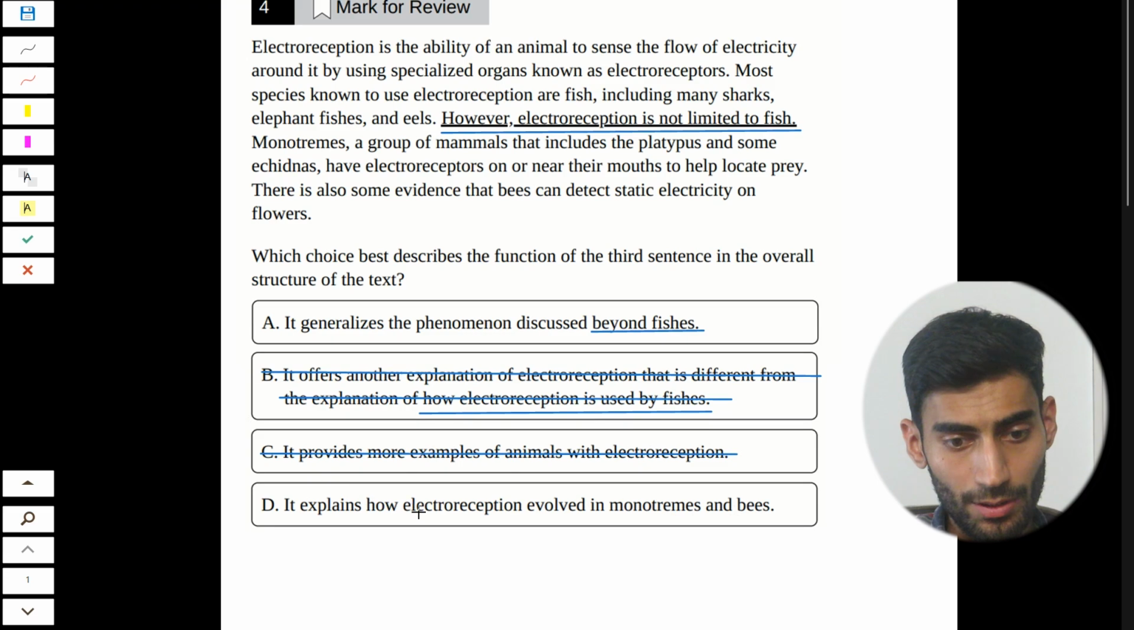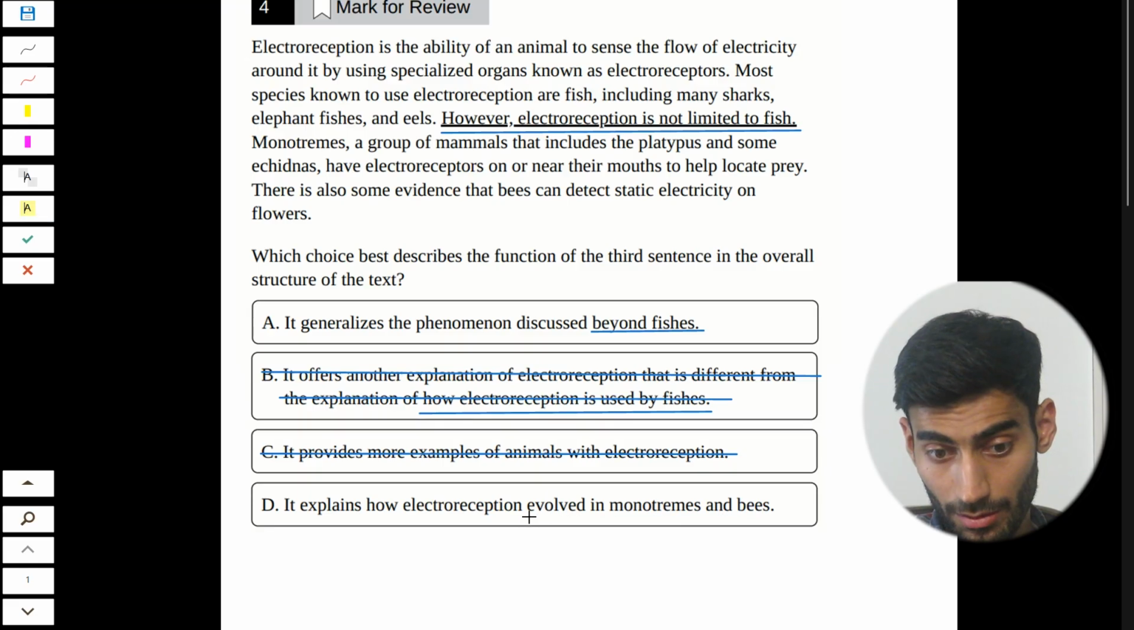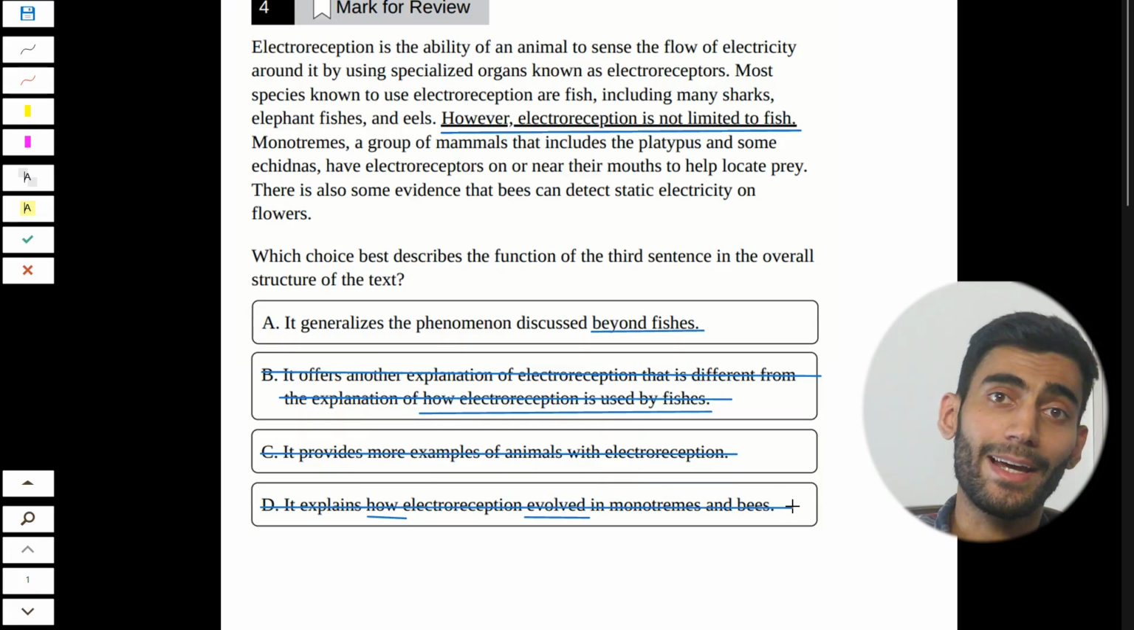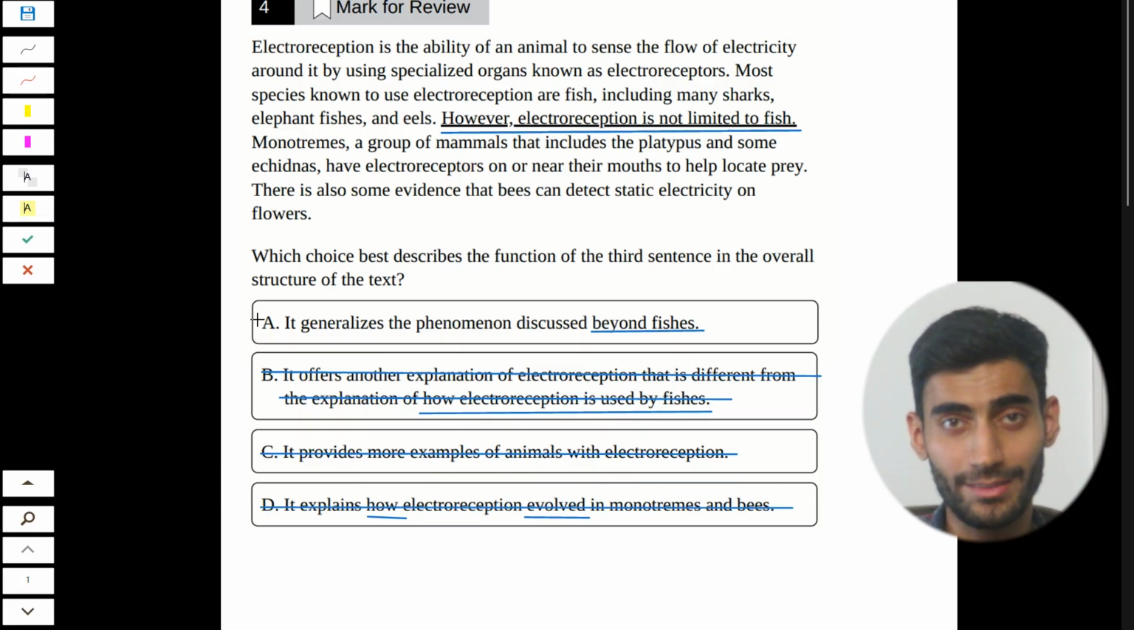D. It explains how electroreception evolved in monotremes and bees. We didn't talk about the evolution of electroreception and how that evolution occurred. And this sentence clearly is not talking about that either. So option D is out, and choice A is the correct answer.